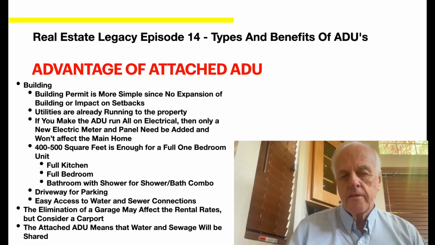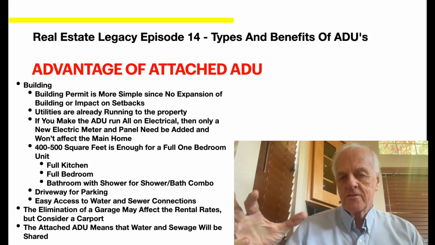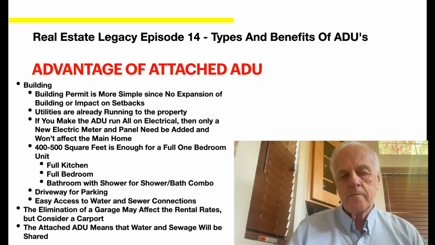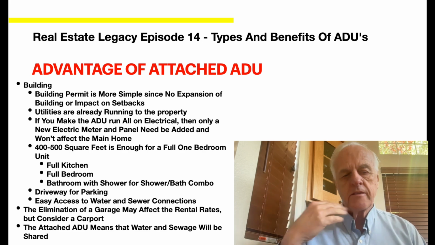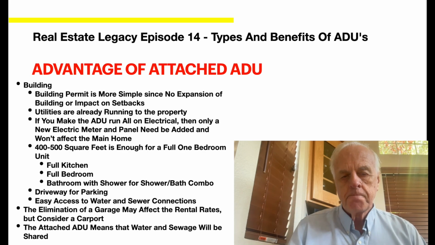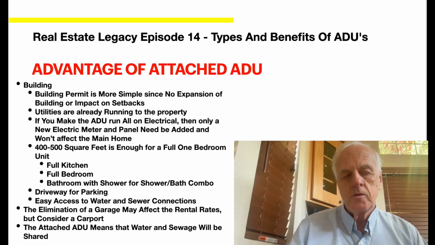Again, other things to consider is where's the access to the water, sewer connections. The layout is going to be taking advantage of where existing access to utilities is. And again, the elimination of garage may affect rental rates. The other thing to consider is the layout where the utilities are. That's really important when you do the layout. And again, the permit process, which we'll talk about separately in another video, I'll walk you through once you've decided on the basic type of ADU.